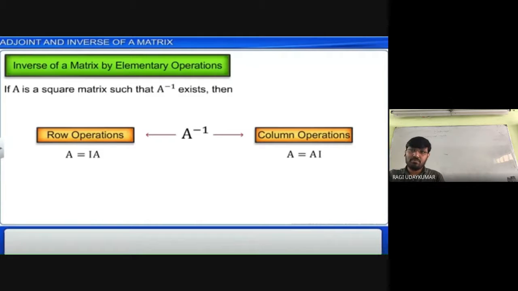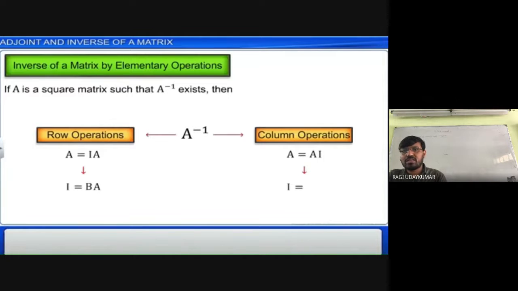See, row, column: whenever we use the terms, row comes first, then column, just like left and right. In rare cases some people use it the other way, but whenever you say the terminology, it is first left and right like that. So the identity matrix is on the left side, then we use row operations. And whenever it is A equals AI, column operations should be used.